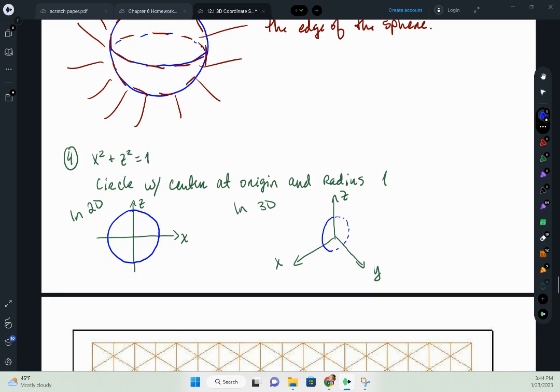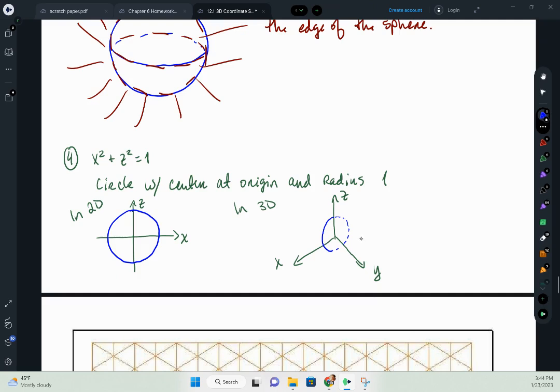But what's going on with y? That's the hard part. This equation is true for all values of y. Because y is not in the equation doesn't mean that it's undefined. It means that it's defined for all y values. I don't care what you throw in. I'm going to give you a circle of radius 1. If y is 3, my circle has a radius of 1. If y is -7, my circle has a radius of 1. And it's always a circle that is running parallel to the xz plane every single time.